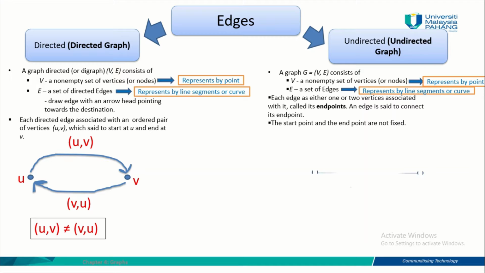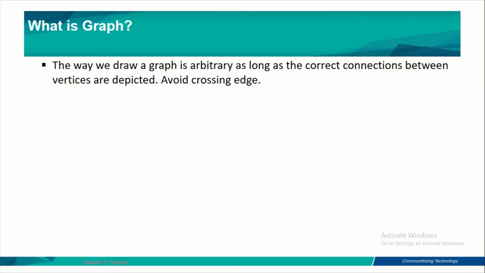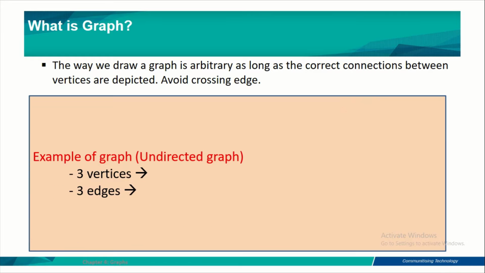Let's see here. We have point A and point B. They are connected with the line segment A and B. So we write the set of vertices with curly brackets, {A, B}. The way we draw a graph is arbitrary, as long as the correct connections between vertices are depicted and crossing edges are avoided. Let's see an example of a graph.